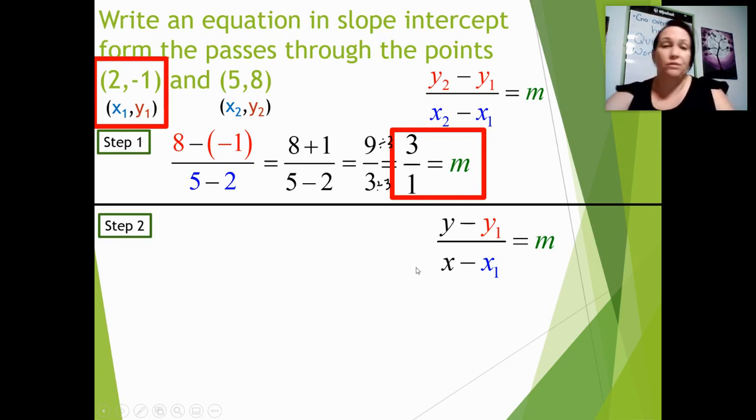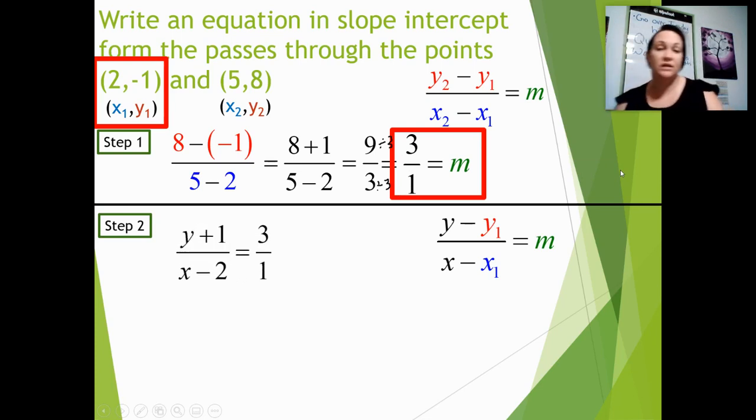So in this problem, for step 2, I am going to have y minus -1, which will change to y plus 1, x minus 2, and it's going to equal 3 over 1. And again, you have to keep it a fraction because to cross multiply, we need a fraction equals a fraction. So if you write it as a whole number, you won't be able to cross multiply and it's going to get really confusing. So just always practice writing your slope as a fraction.